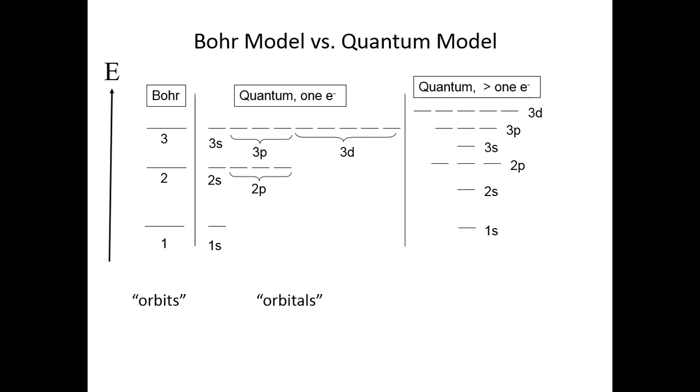Likewise, for the orbitals with n equal 3, the 3s, 3p, and 3d orbitals are at different energies. Now, why would that be? Remember that we are talking about electrons that are interacting not only with the positively charged nucleus, but also with the other negatively charged electrons.